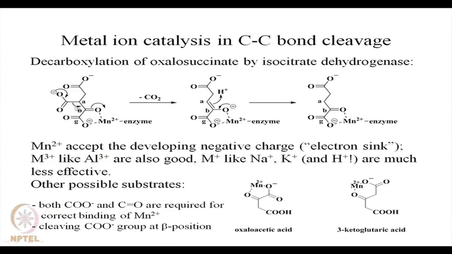So, this developing negative charge means it is backfiring. As if these electrons are pushed from this region to this region. So, there is a developing negative charge, and this one is accepting that developing negative charge. So, Mn2+ is acting as if it is a sink for electrons.